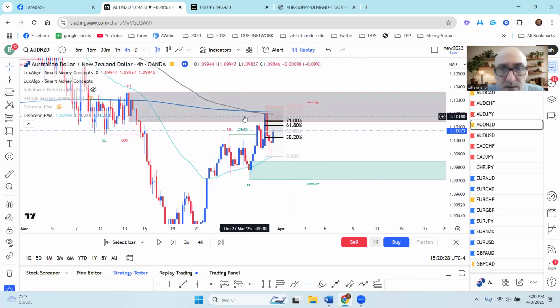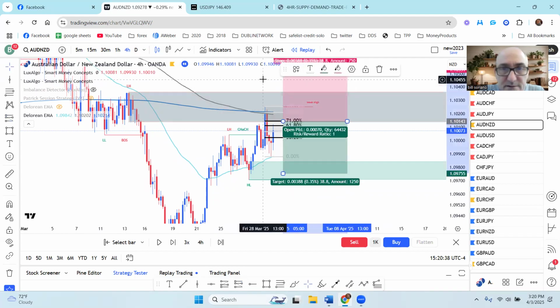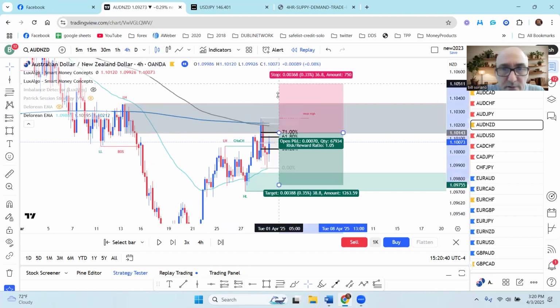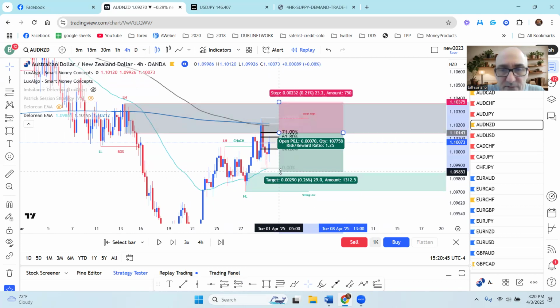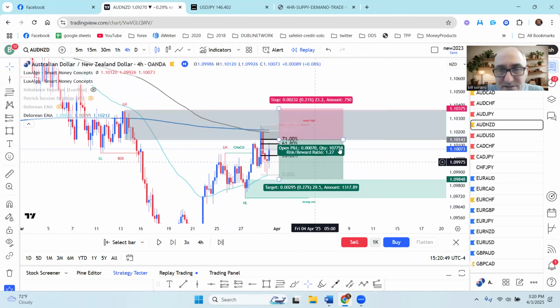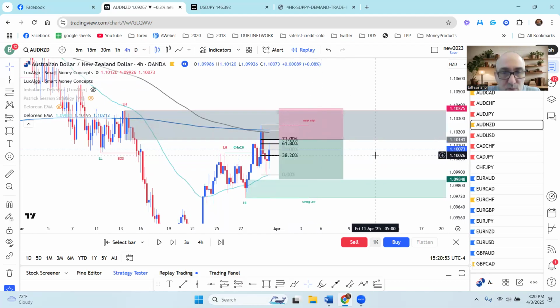So let's say that we would get in at the 71. We've already hit the 61.8. So at the 71 here, that would be our entry, with the stop loss above. Now we have this 4-hour demand zone right here. So that really doesn't give us much of a trade. It's just a 1 to 1.27 risk to reward. We like to have at least a 1 to 2.